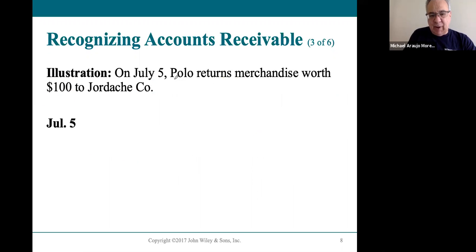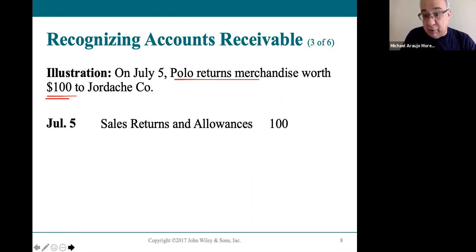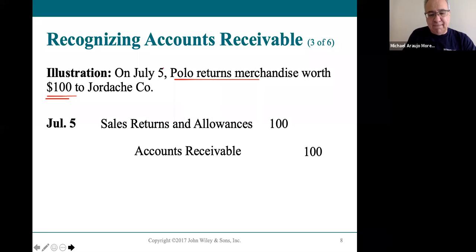Well, guess what? They get some returned merchandise, $100 worth of returned merchandise on the 5th of July. So what do they have to do? Well, they're going to debit sales returns and allowances. You might remember that. They're going to credit receivable, right? They're going to lower their receivable. So now the receivable is $900, the $1,000 it started with, minus the $100 return. Now receivables are $900, not $1,000.